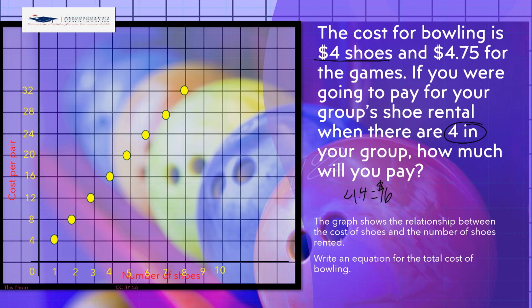Okay, so this graph shows us the relationship between the cost of shoes and the number of shoes being rented. So one pair of shoes costs $4, 2 pair of shoes, $8, so forth and so on. We can see that linear function. It says write an equation for this total cost. So let's look. I've got the C of my T, which would be my total cost.